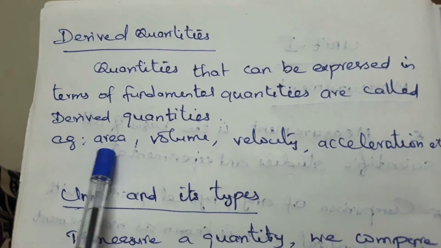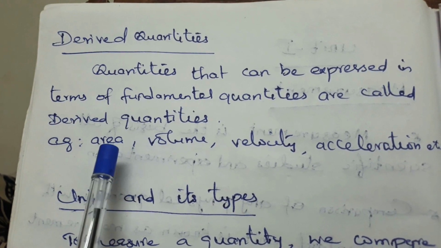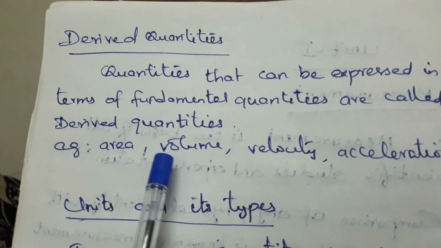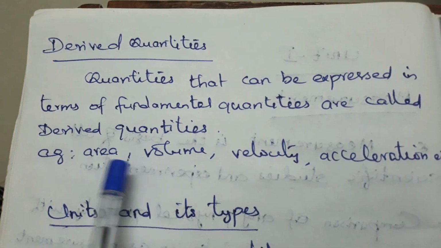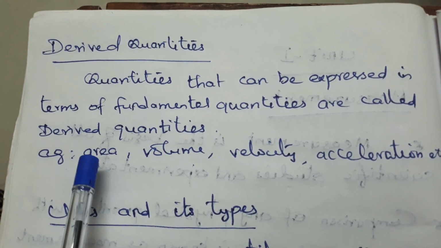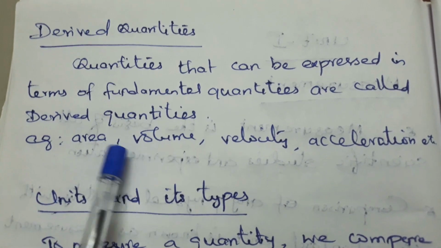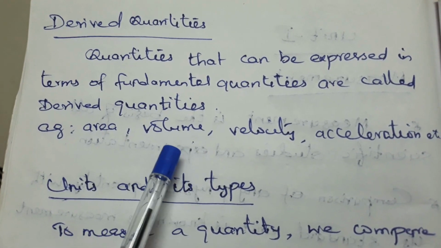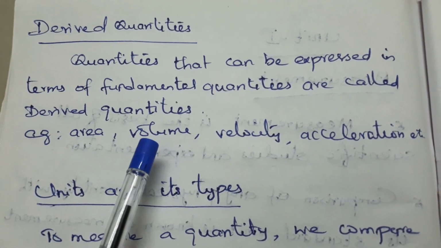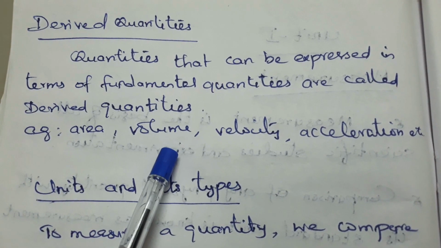Example, area. Area means length into breadth. Length is a fundamental quantity. Breadth also measures distance. So, length into breadth is equal to area. So, area is derived from the fundamental quantity length. So, it is a derived quantity. Similarly, volume. Volume means area into height. Here also, this volume is derived from the fundamental quantity length.